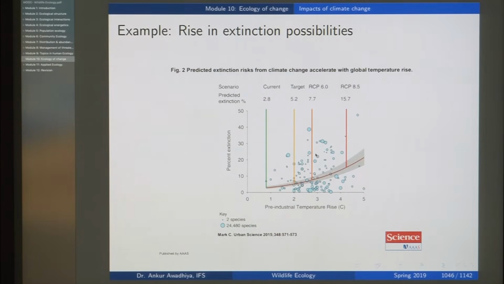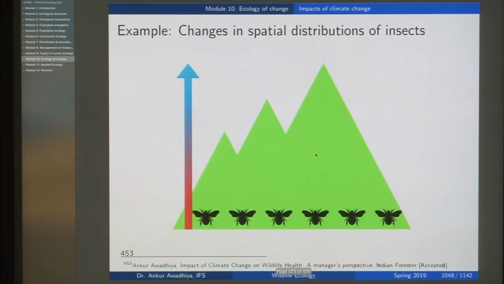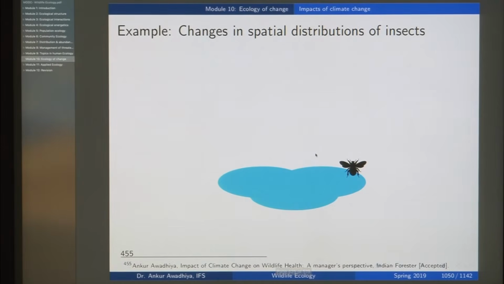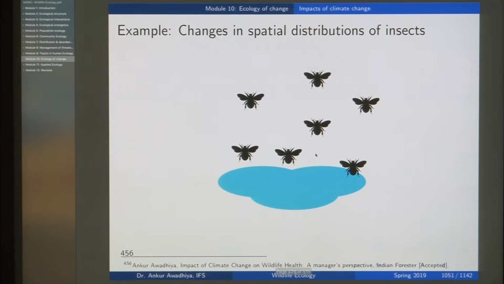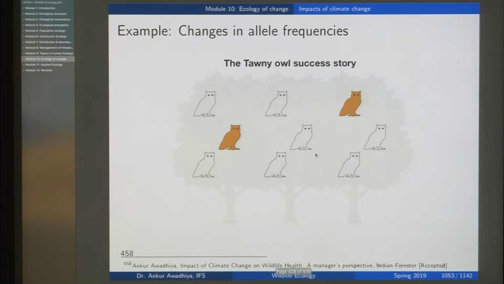The number of extinctions is also predicted to rise with time, and there will be a change in the spatial distribution. So, for instance, organisms that prefer warmer climates and are till now there on the bottoms of the mountains, they will be able to reach to the tops. If you have more amount of rainfall, then it may lead to an increase in the number of insects that are born on these water pools. We are seeing an increased vectorial capacity of different vectors such as mosquitoes.